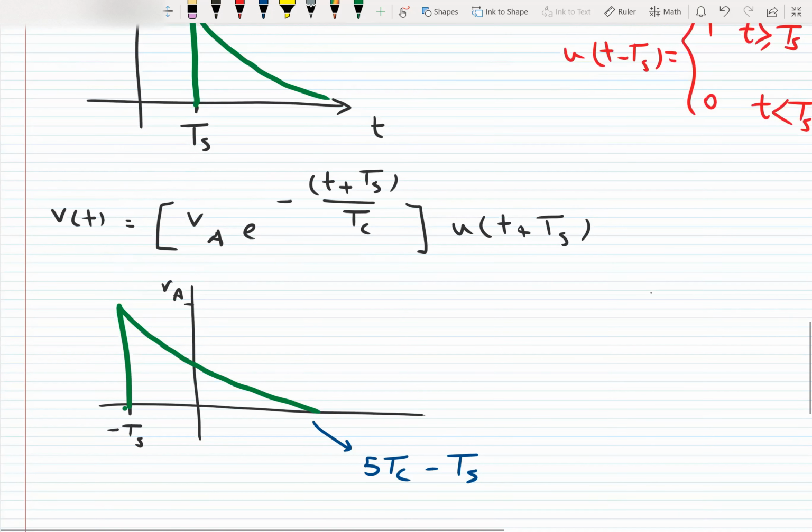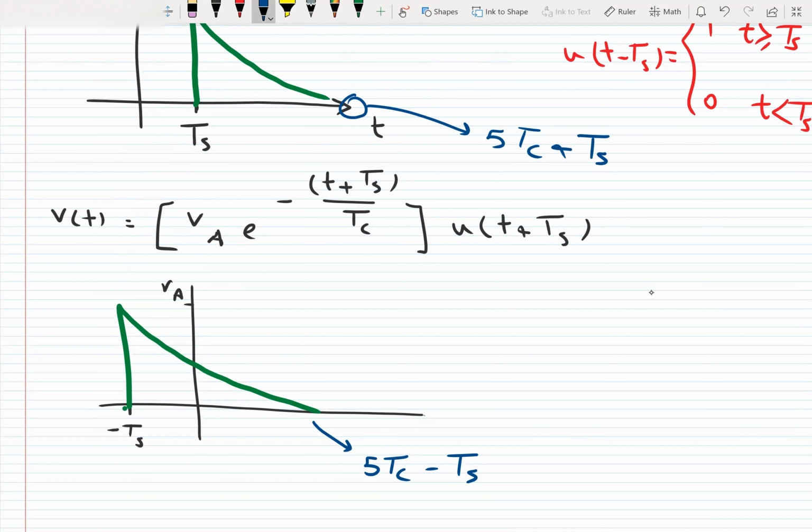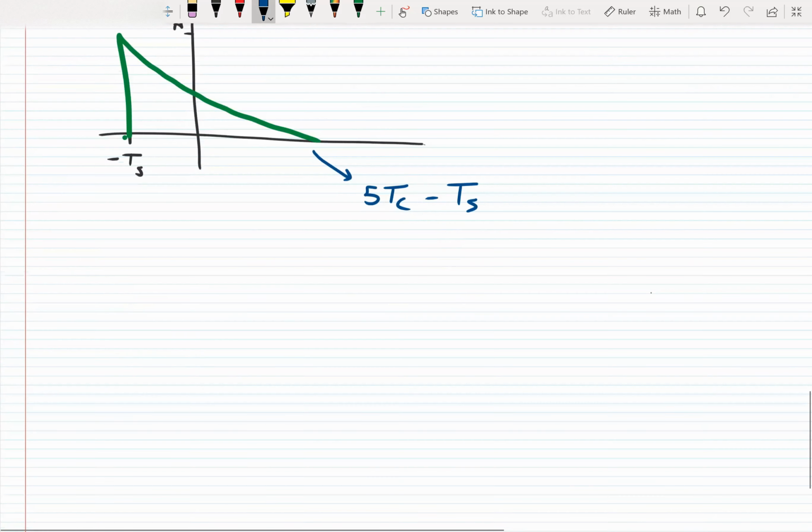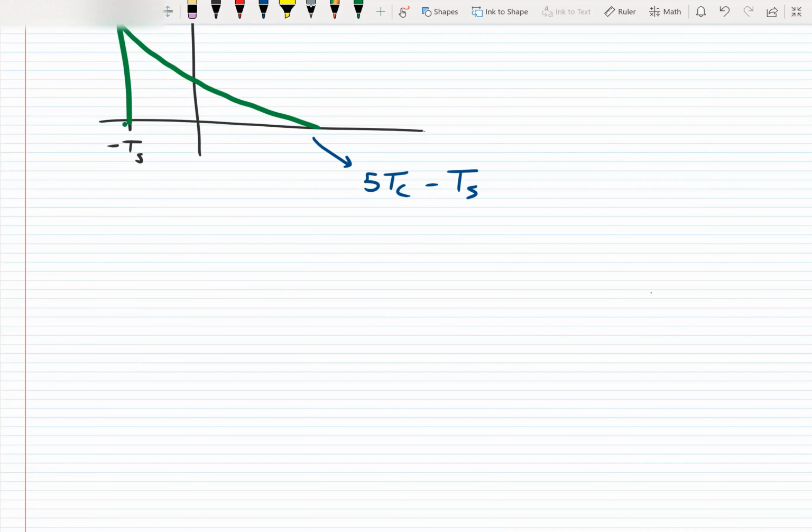And for the other signal, the crossing point between the signal and the x-axis is 5 TC plus TS. When I talk about the crossing point, I mean practically, because in theory we know that the value of the signal never goes to 0. It reaches 0 at infinity.